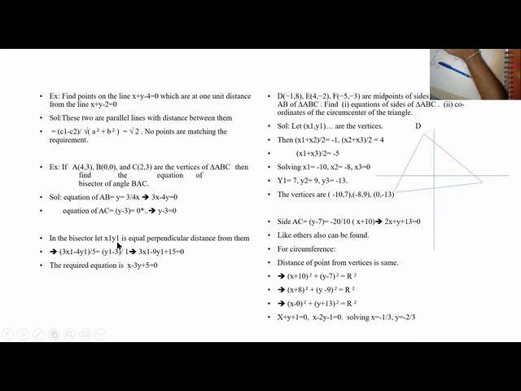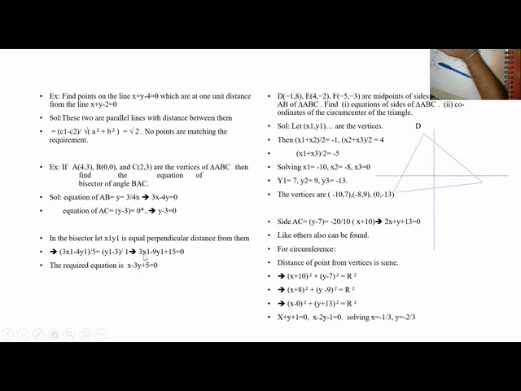Let the point on the bisector be x1, y1, with equal perpendicular distance from both lines. So I substitute x1, y1 in this equation and x1, y1 in the other equation. What I am getting is 3x1 minus 4y1 divided by root of a square plus b square, that is 3 square plus 4 square, root 25, which is 5. Similarly, in this one also I substitute the point, so y1 minus 3 divided by square root of 0 plus 1, that is 1. So when I equate, I get the equation of the angular bisector.